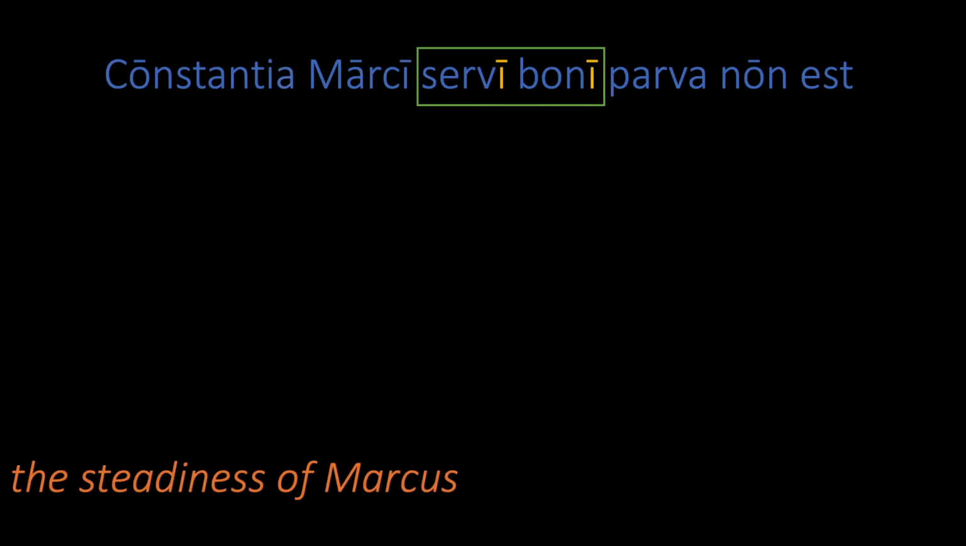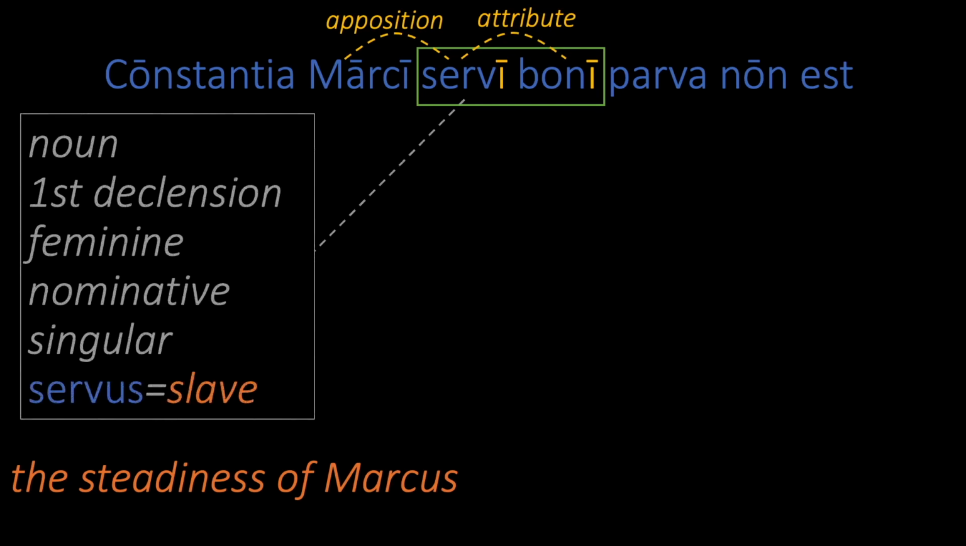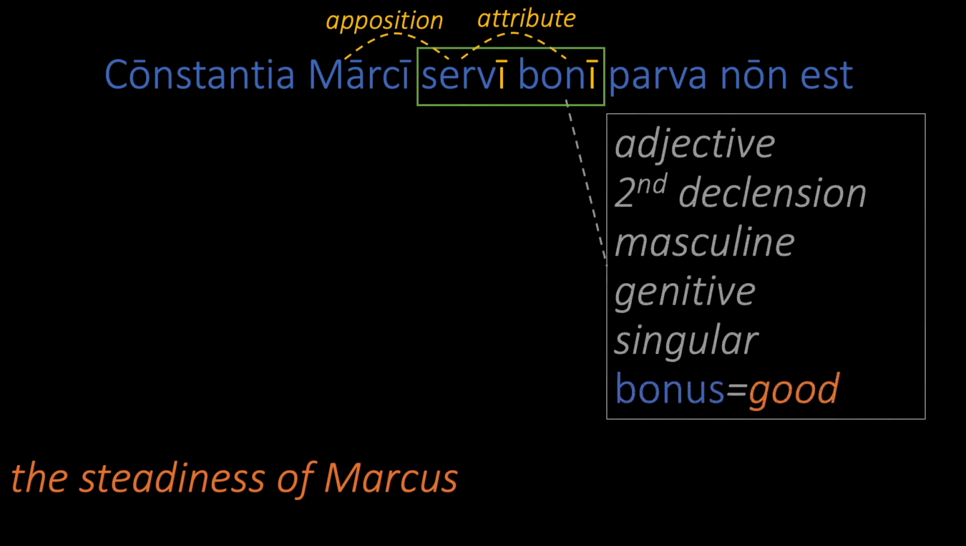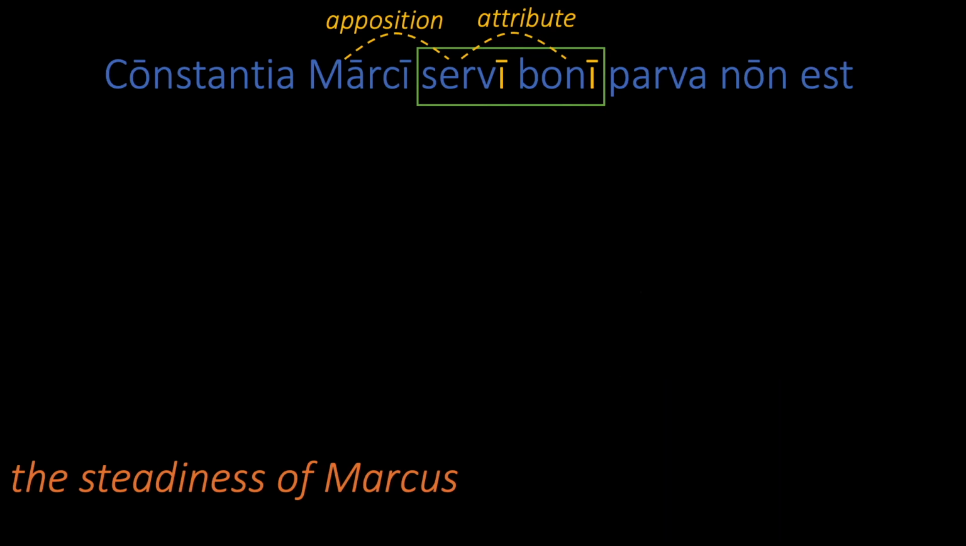Next we have servi boni. Servi is a noun that follows right up on marci with the same case and number, so that looks like apposition. Boni is an adjective that agrees with servi, so that looks attributive. The base of servi is servus, which means slave. The base of boni is bonus, which means good. The sense of the genitive was already rendered by the of earlier in the sentence, so this phrase is simply the good slave, an additional descriptive name for Marcus.